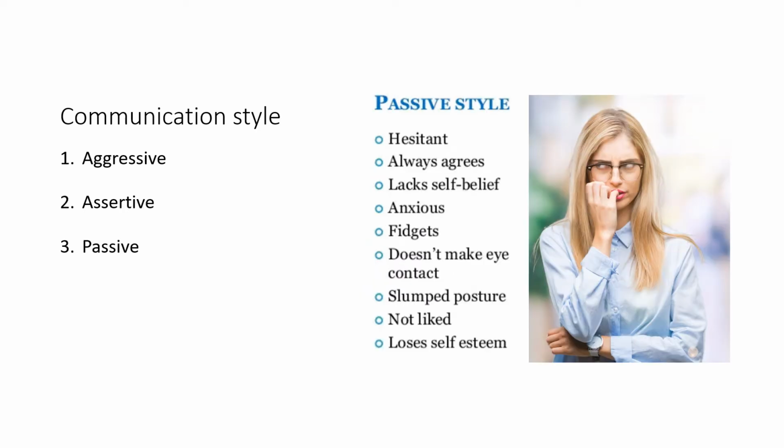And the last style is a passive style. A passive style of communication is when the parties are either hesitant or always agree with the other. They lack interest in the communication, or even lack self-belief. They are anxious and they fidget, or they use gestures showing anxiousness, like biting nails, rotating a finger, or playing with their hair while they are in the communication.